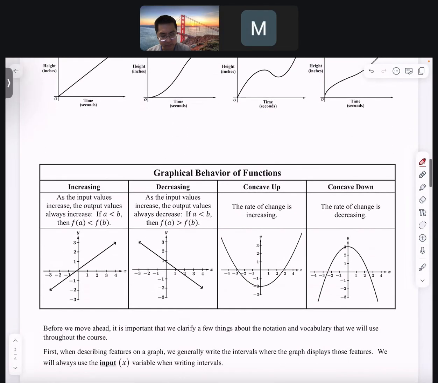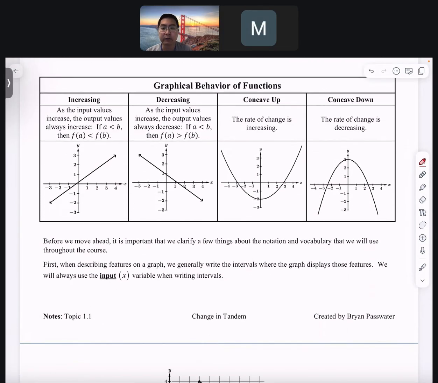All right. So here we have graphical behaviors of functions. We've been talking about these concepts as well, you guys. As the input values increase, the output values always increase. So if A is less than B, then f of A is less than f of B. Basically, if you read this graph from left to right, it continuously goes upward, so that's an increase. Likewise, if you follow the graph from left to right and it's going down, then it's decreasing.